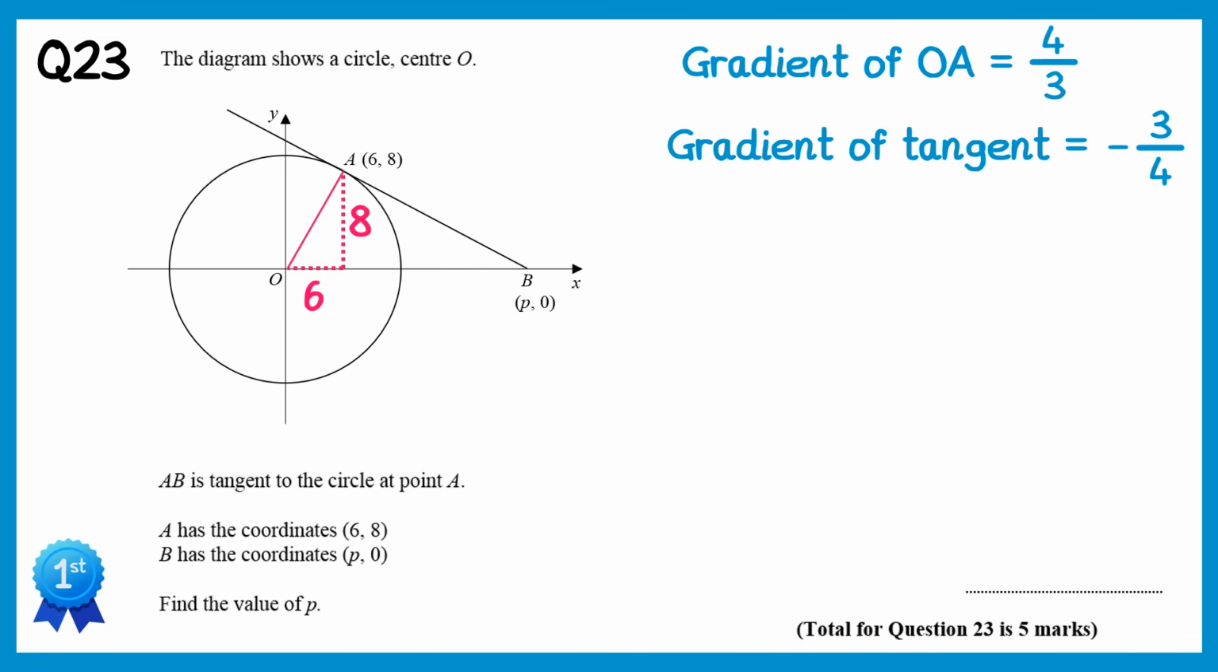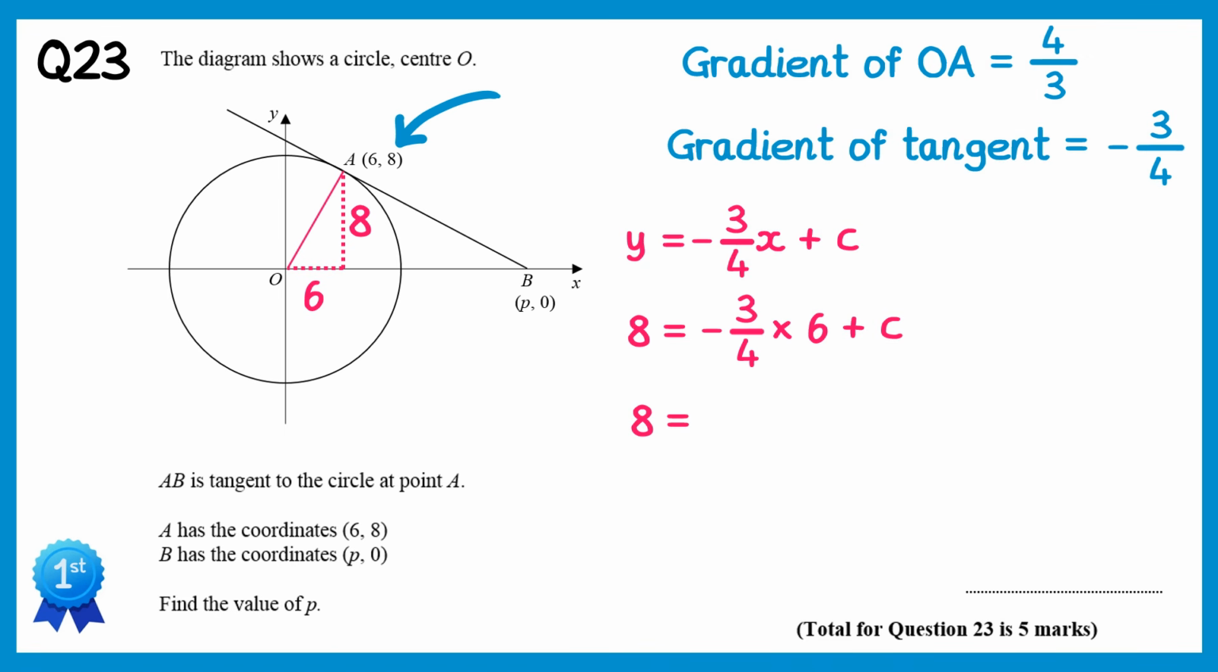We can now write out the general equation of a line, y equals mx plus c. If we substitute m for -3/4, since we know that's the gradient, we now need to work out the value of c. To do this, you need to know a point on the line. We do know a point on the line, A, which is (6, 8). So if we substitute in 6 for x and 8 for y, we end up with 8 equals -3/4 times 6 plus c.